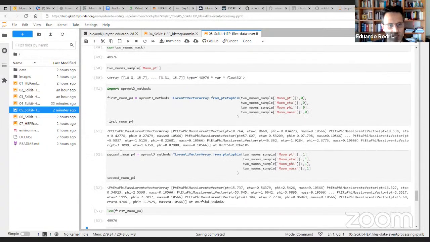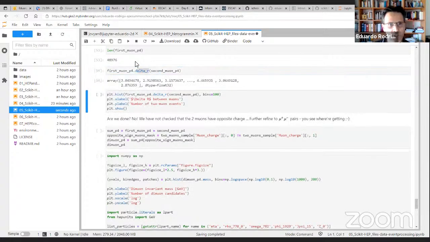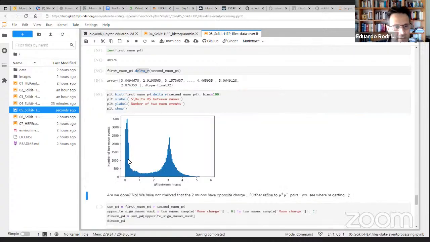You have your number there. Nothing bizarre. I can also check the distance in a cone between the 2 muons. So this is a method, delta R, which is the square root of the sum of the squared differences in phi and eta. So it really gives you a cone. You get the array there, and if you plot that, actually you see that very often the 2 muons are either almost collinear, very close to each other, or back to back, at a distance of 180 degrees.